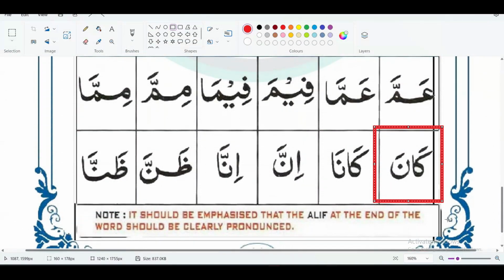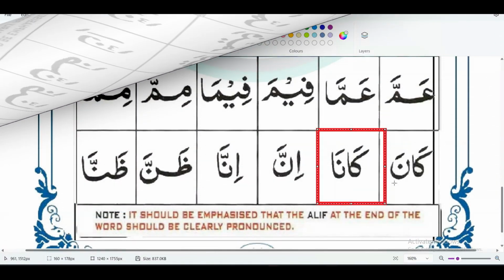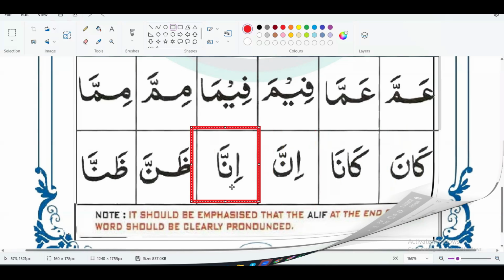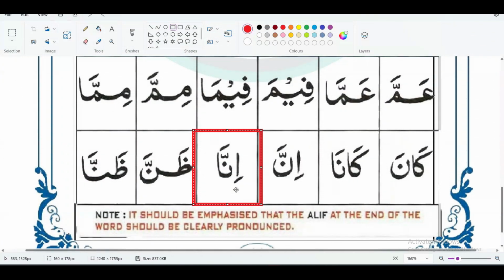Kana. Stretch. Kaf has alif madda. Kana. Yes. Next. Kana. Very good. Next. Inna. Very good. Next.